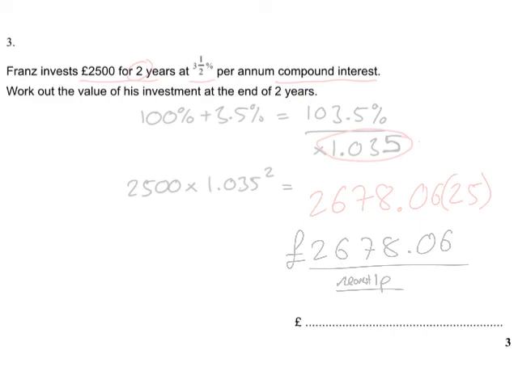There were quite a few errors concerning rounding with these questions, rounding to 1 dp to get 10p, or rounding to 3 significant figures to get 2,680.